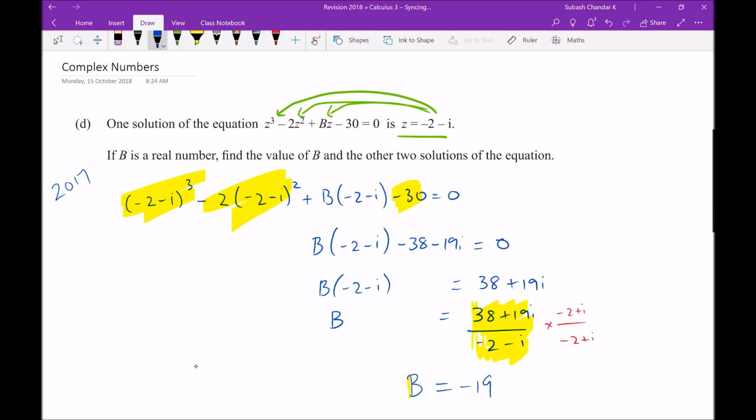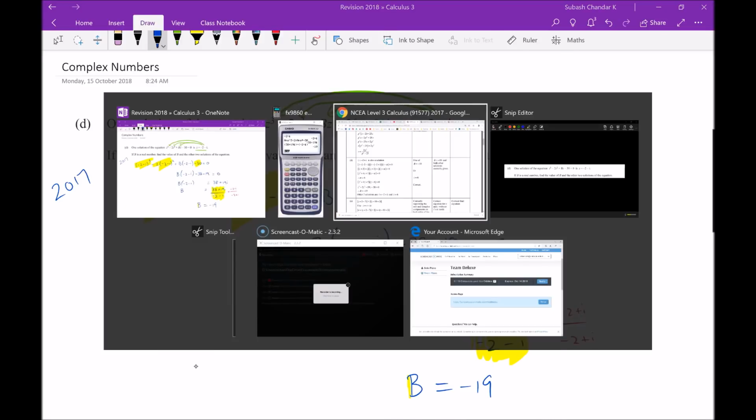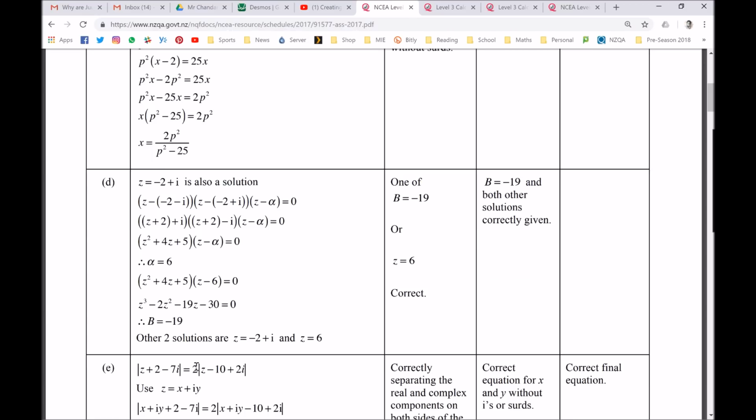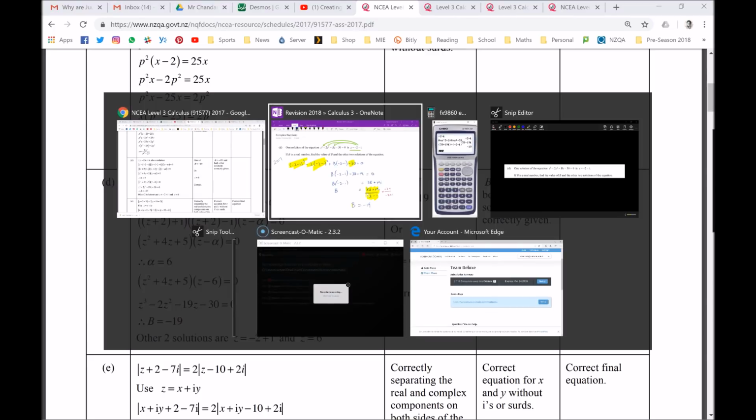I think that's pretty straightforward, isn't it? This is doing something like this. Whenever you get a question where it says one solution to this equation is this, find the letter, and then find the other two solutions. Now, this part gets you an achieved, I believe. So there you go. If you actually end up showing that B is equal to negative 19, that's actually an achieved right there. But I'm going to show you guys how to do the other part as well. But again, I'm going to show you with a couple of little tricks first.